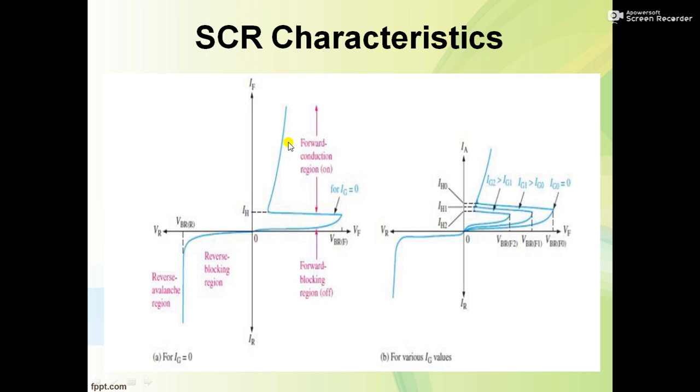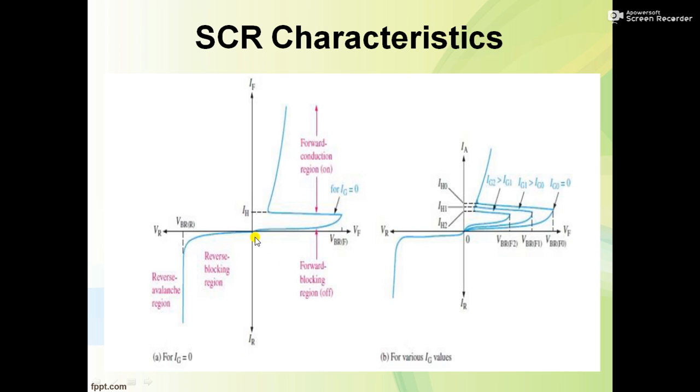For forward characteristics, we are using two parameters, forward current and forward voltage. When the SCR is turned off, we get one more region, that is the reverse blocking region, or reverse breakdown region, using the parameters reverse voltage and reverse current. First we'll discuss the forward region of the SCR.